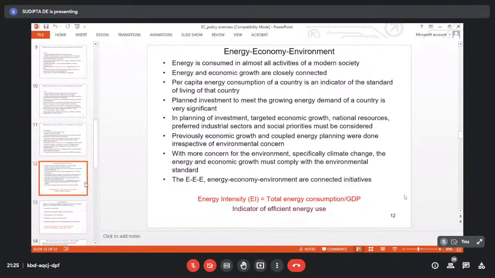Domestic means what? Within the country, not the imported one. So gross domestic product means whatever has been earned from the product within the country is defined as gross domestic product, or GDP. Now, what is the meaning of GDP, or what does it indicate? Undoubtedly, it indicates the economic growth.